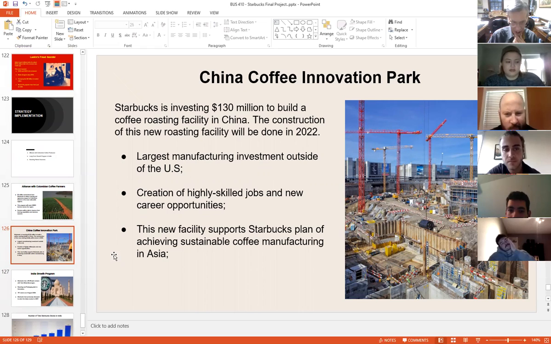New China Coffee Innovation Park. Starbucks is investing $130 million to build a coffee roasting facility in China, and it's set to be done by the year 2022. This is going to be the number 7 roasting facility that Starbucks is going to have all around the world, and it's actually the largest investment outside of the U.S. This investment will allow the creation of highly skilled jobs and new career opportunities for the Chinese people. This new facility supports the Starbucks plan of achieving sustainable coffee manufacturing in Asia and expanding aggressively in this Asian market.